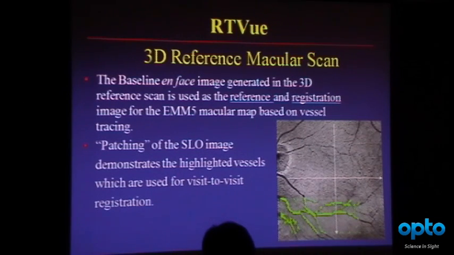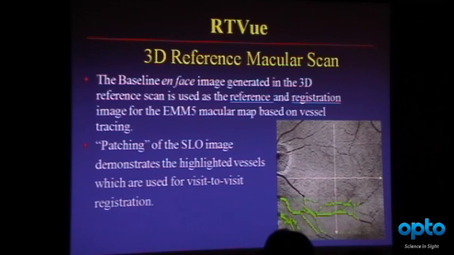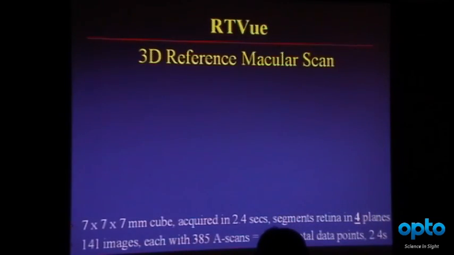The initial scan that we'll do for a patient often is this 3D reference macular scan. The reason to do it initially is that the machine is then able, through the SLO image in the vessels, to do linking of the future scans so that there won't be registration errors on the future scans. So the reference scan is a 7 by 7 by 7 cube. It takes about 2.4 seconds to do, so it's twice as long as the EMM5.